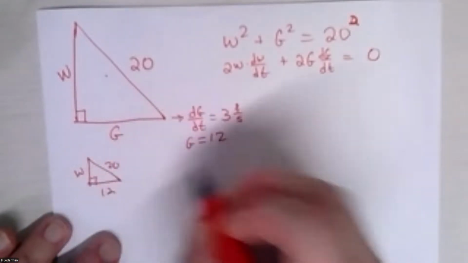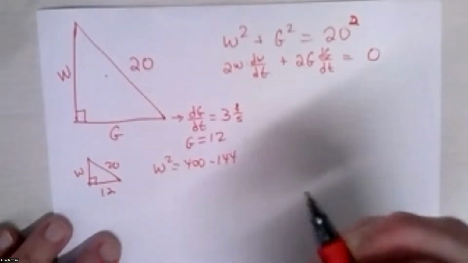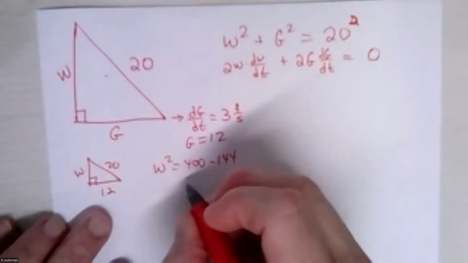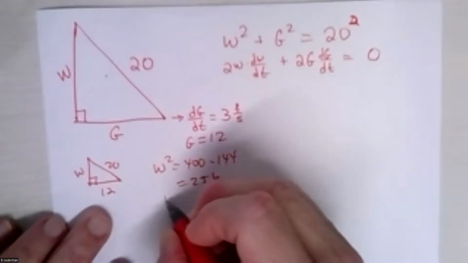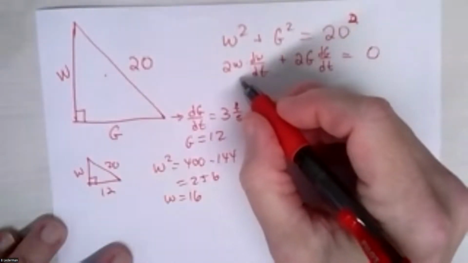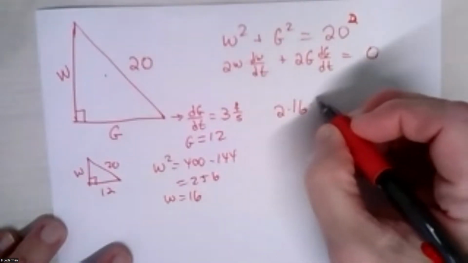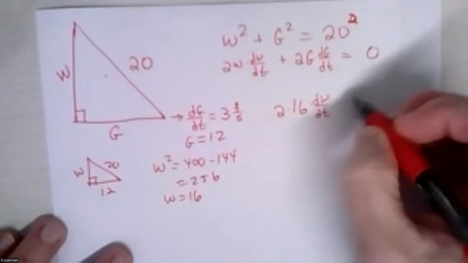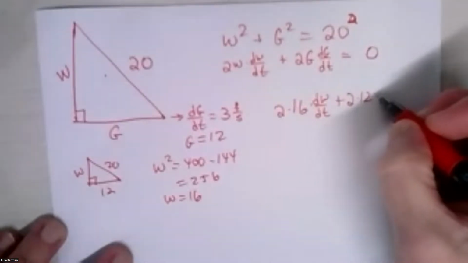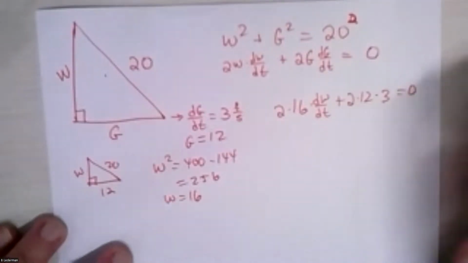If I use the Pythagorean theorem, I get W squared equals 400 minus 144, which is 256. So W equals 16. So now I can plug everything in: 2W, that's 2 times 16 times dW/dt, plus 2 times G, which is 12, times dG/dt, which is giving us 3, equals 0.